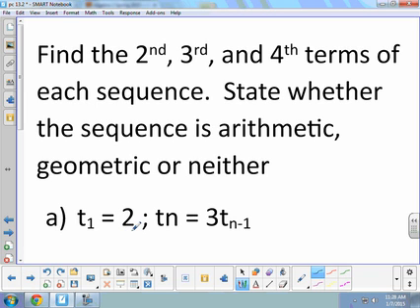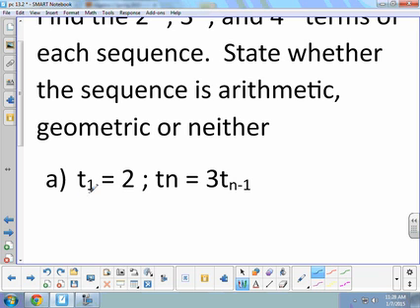So let's go ahead and do a couple examples. We want to find the second, third, and fourth term of each sequence. Then we want to state whether it is arithmetic, geometric, or neither. Well, they tell us our first term is 2. That should be a subscript there. t sub n equals 3 times t sub n minus 1.